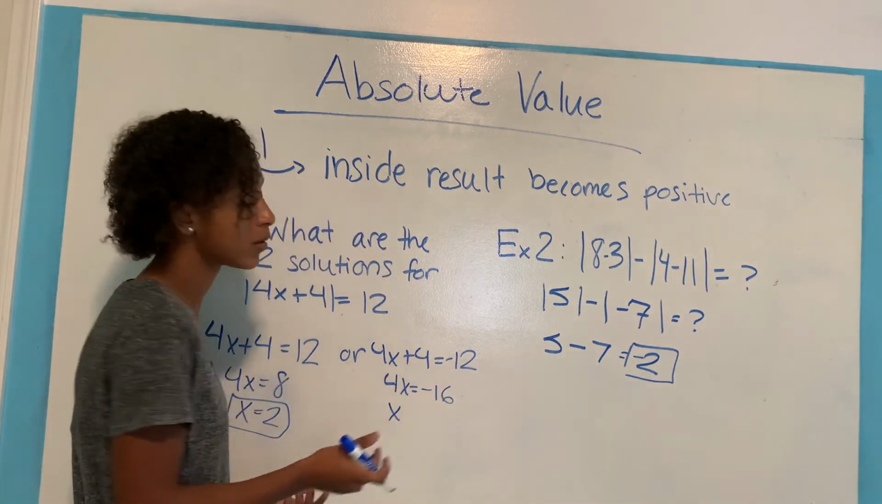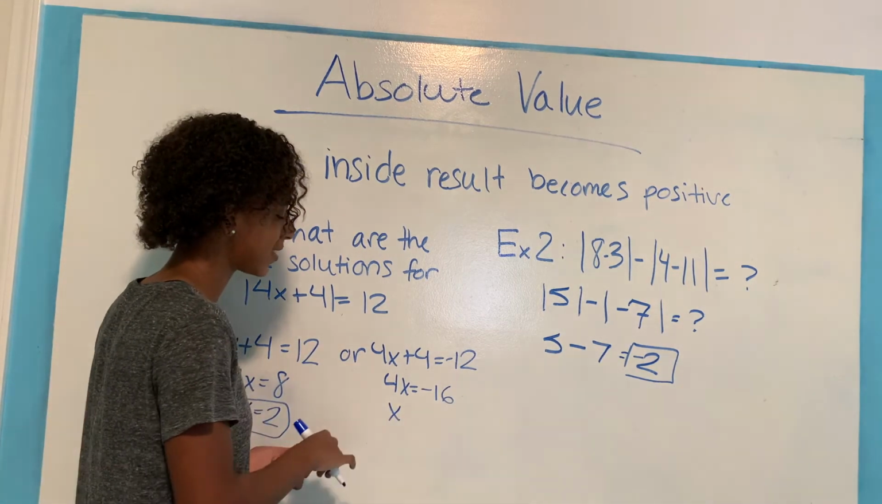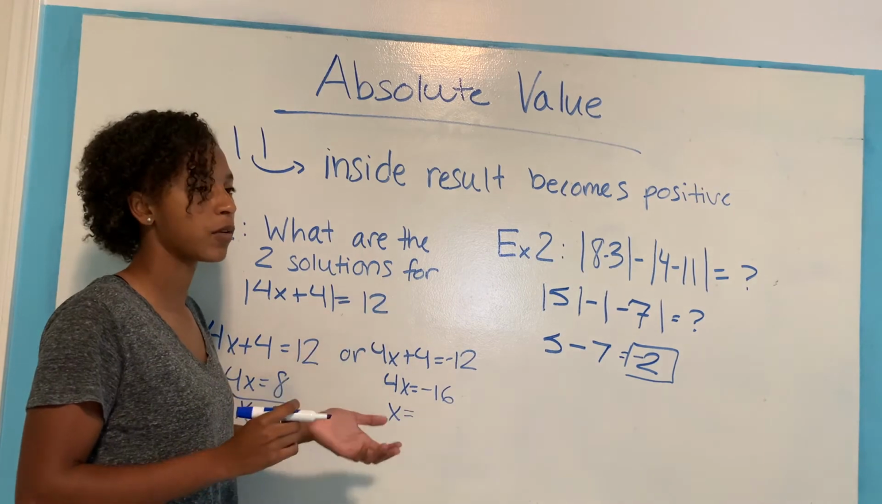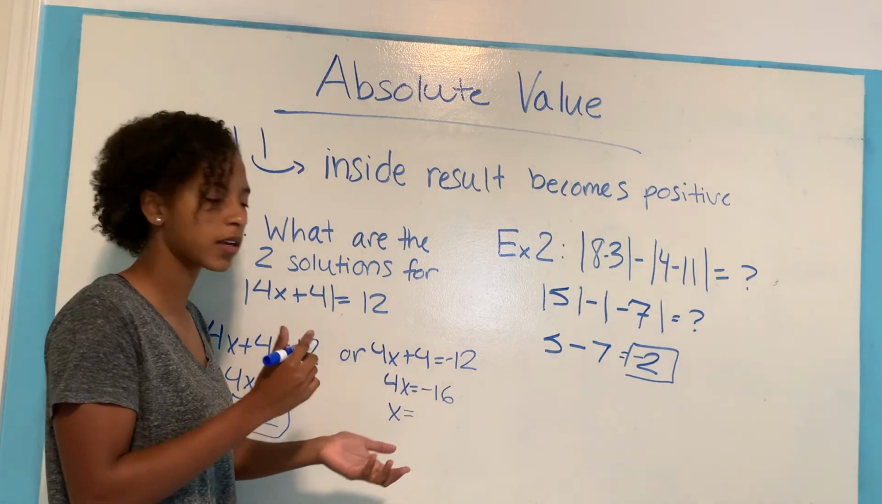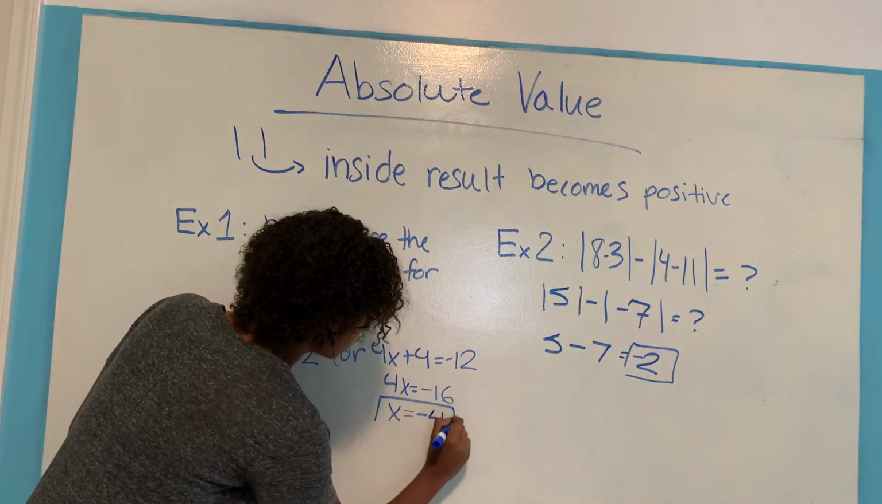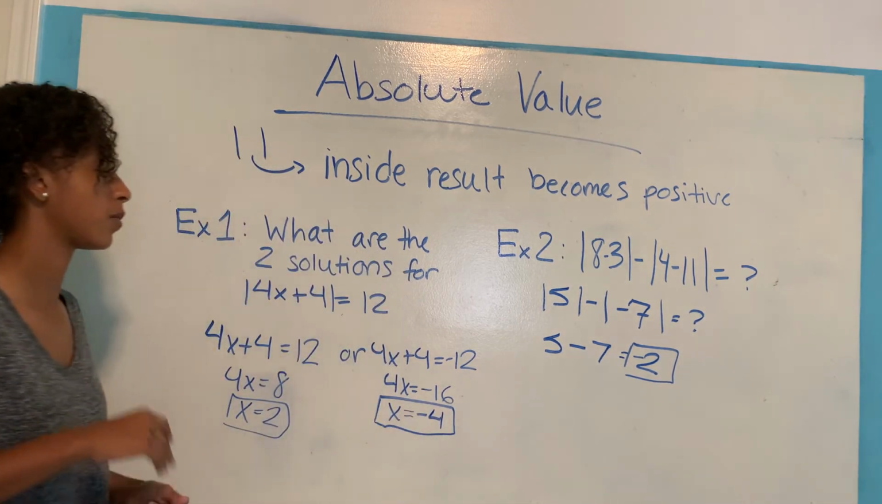Then you're going to get 4x equals negative 16. Simplify that, divide both sides by 4. Remember, a negative number divided by a positive number equals a negative number. So you're just going to get negative 4 as your other solution for this problem.